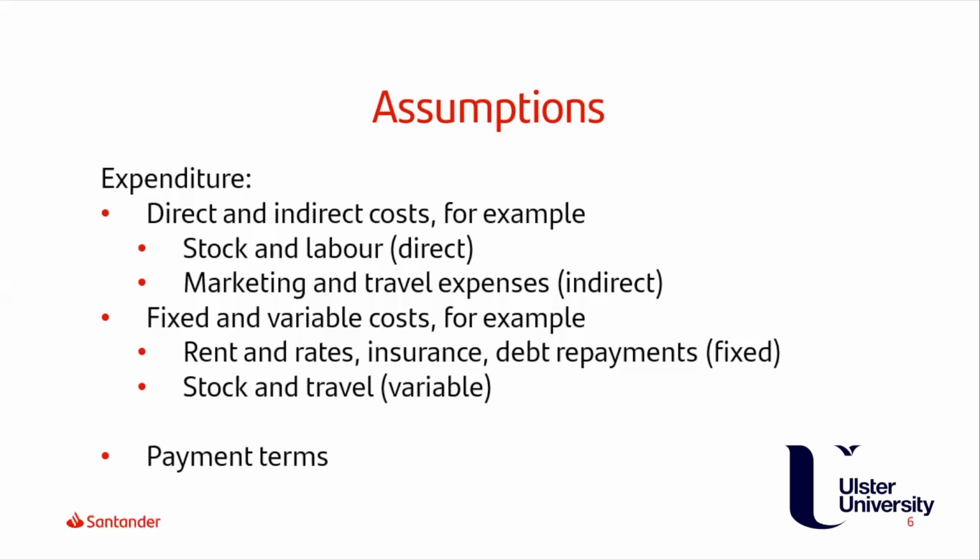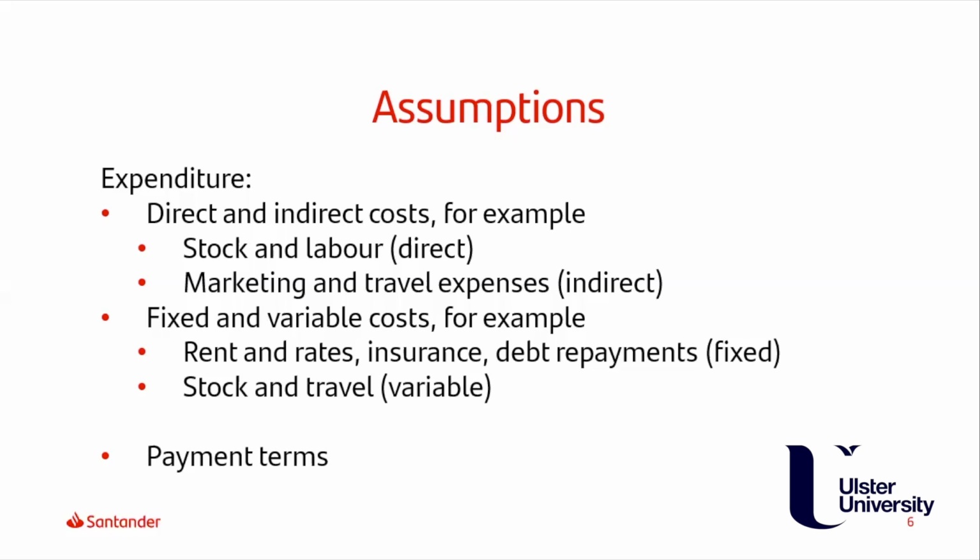And then you have your fixed and variable costs. So for example, rent and rates, insurance, debt repayments, they're fixed. We know what they're going to be for the duration of the next 12 months. We can easily put them into our cash flow. But we will also have variable costs. So our stock will vary. Our travel costs might vary. Our marketing costs will vary. And we need to be able to have some logic as to why they look different within our cash flow.